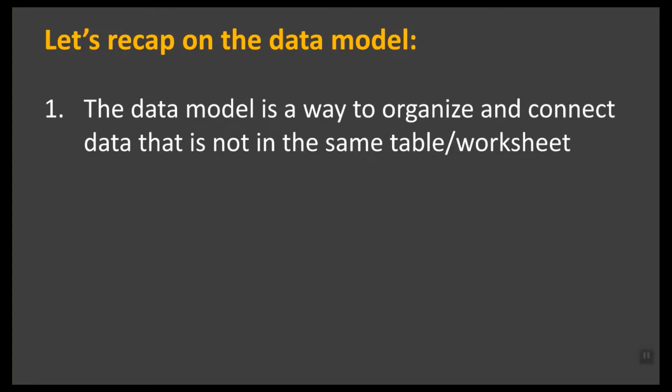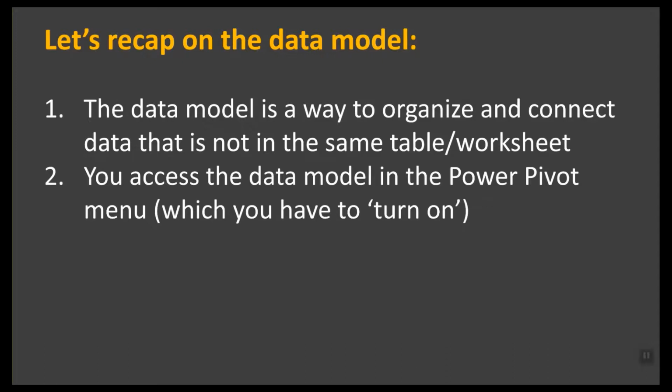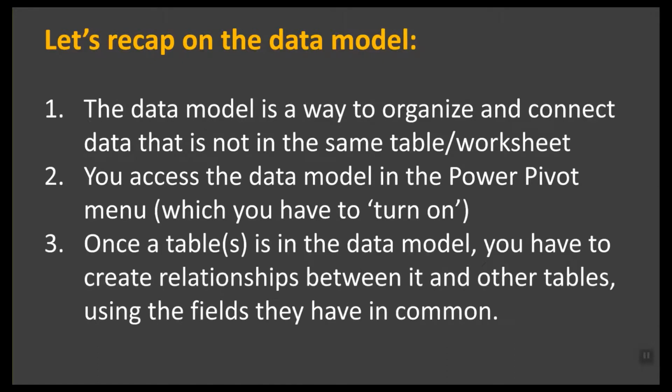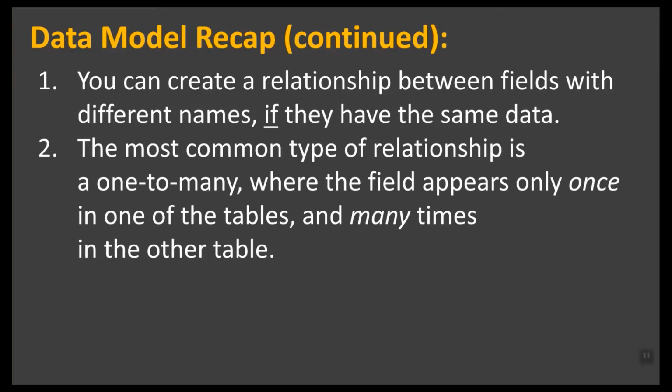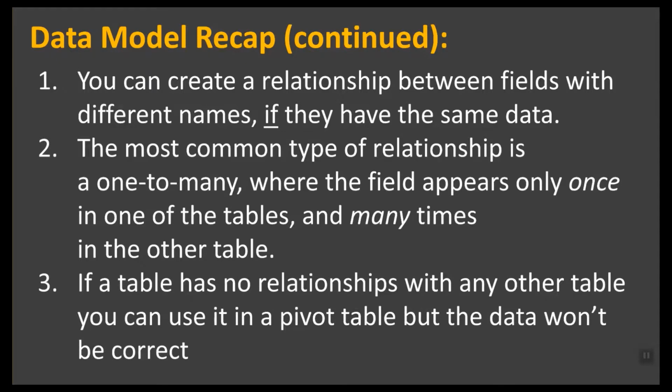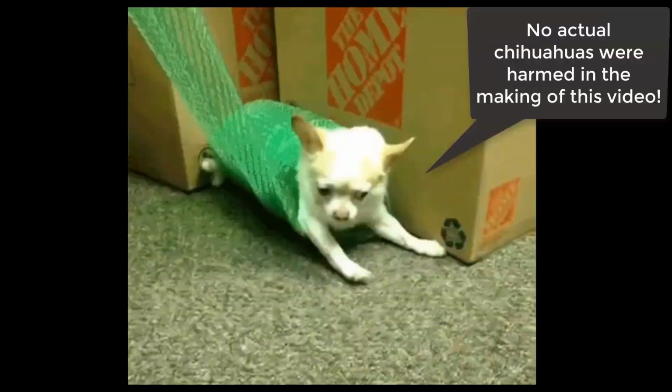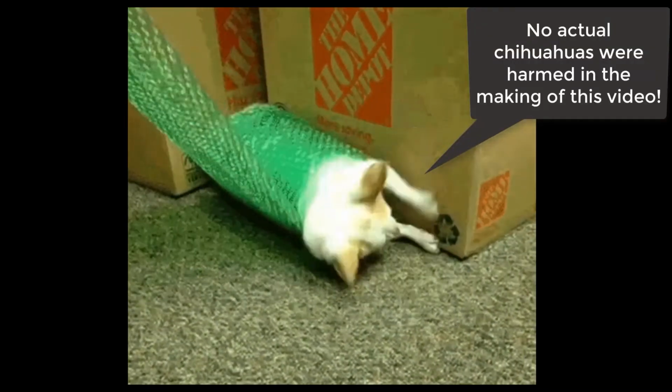First, the data model is a way to organize and connect data that is not in the same table or worksheet. You access the data model in the Power Pivot menu. Once a table is in the data model, you have to create relationships between it for it to work. You can create a relationship between fields with different names if they have the same data. The most common type of relationship is a one-to-many. And if a table has no relationships, you can't use it in a pivot table because the data will be incorrect. Okay, let's wrap this up.